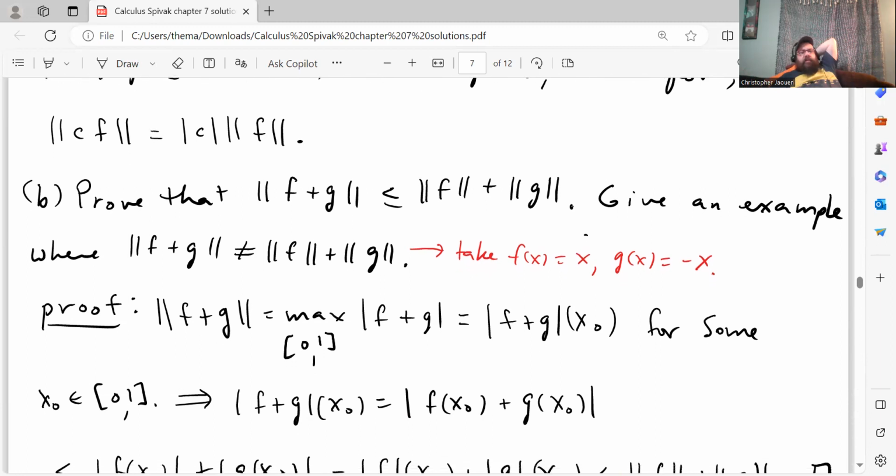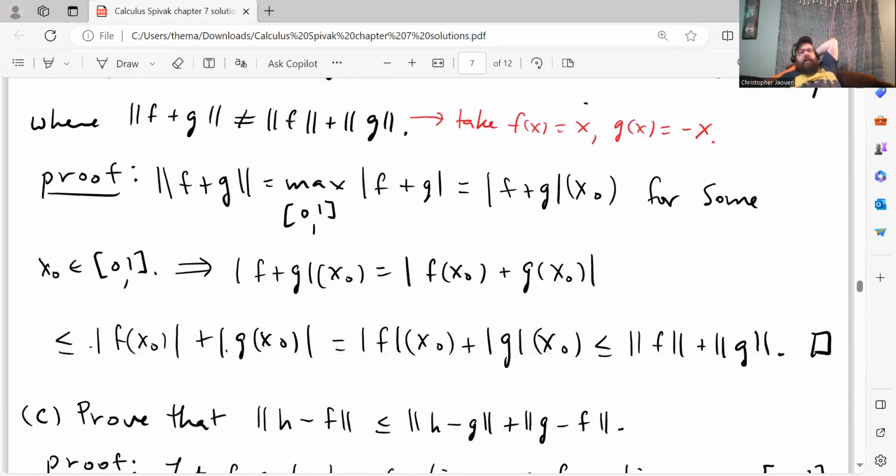But here's the proof of the statement. So the norm of f plus g is equal to the maximum over 0 to 1 of absolute value f plus g, which is equal to the absolute value of f plus g of x0 for some x0 in the closed interval from 0 to 1.